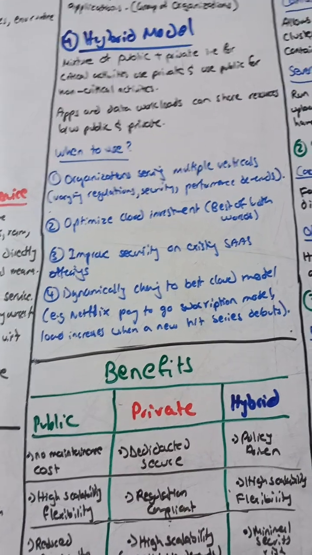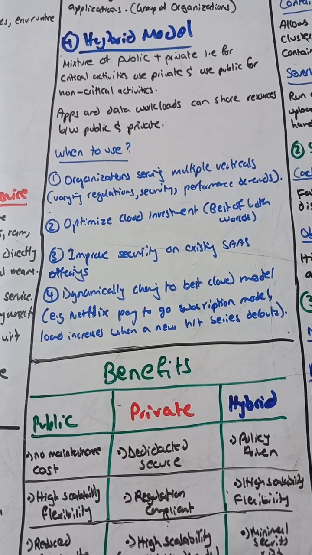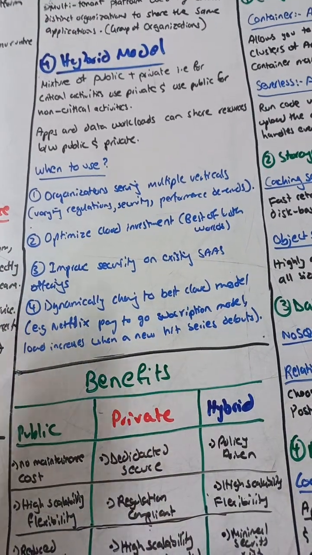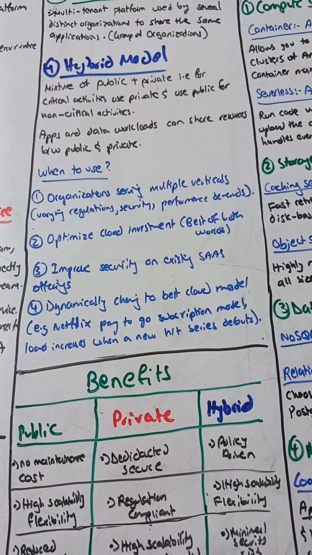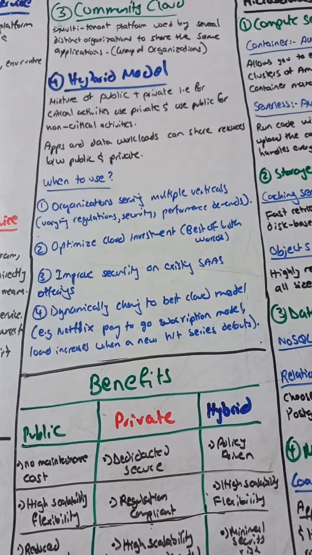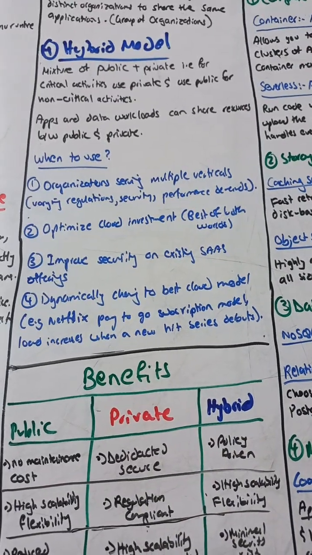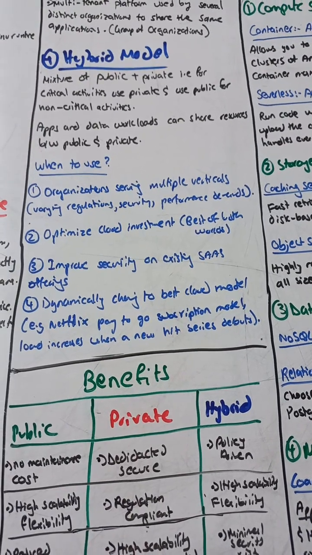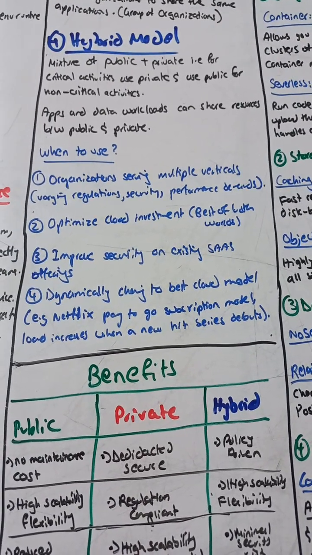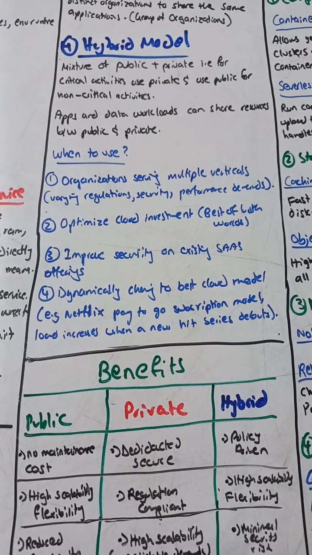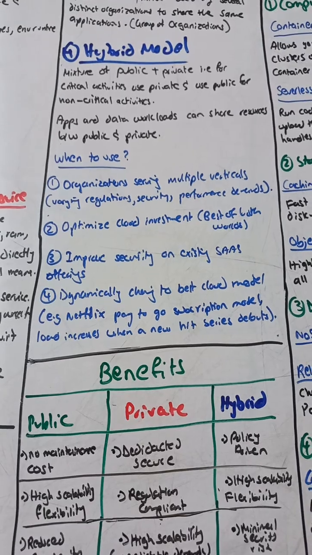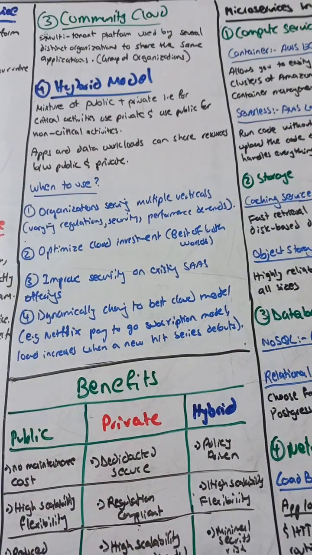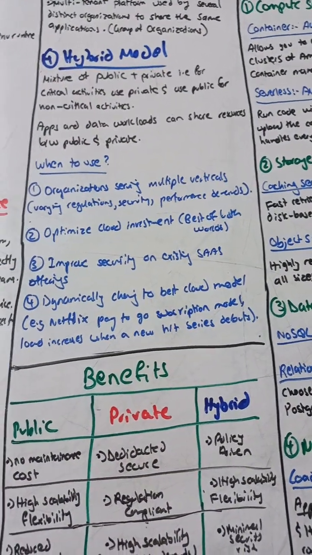Example: Netflix's pay-as-you-go subscription model. Load increases when a new hit series debuts. What this means is that maybe Netflix is running on a public model, but when a new trendy movie is uploaded or a new series debuts, there might be a very high rise in traffic, and then Netflix could switch to a private network through which it could allow more users to access it.